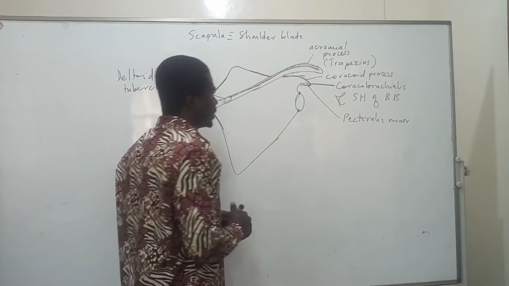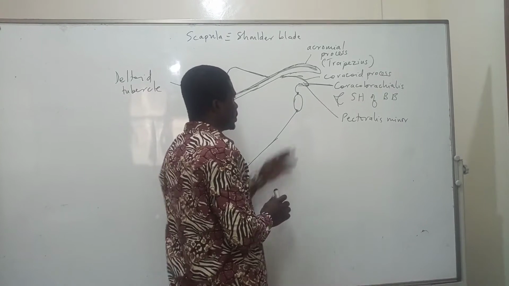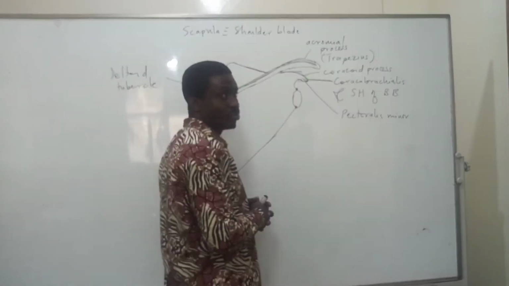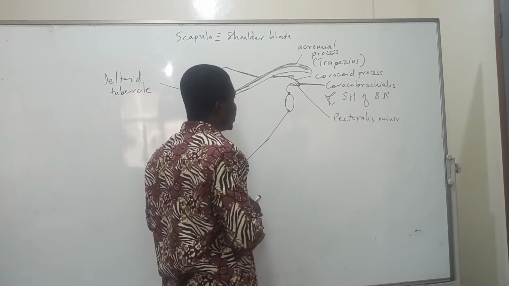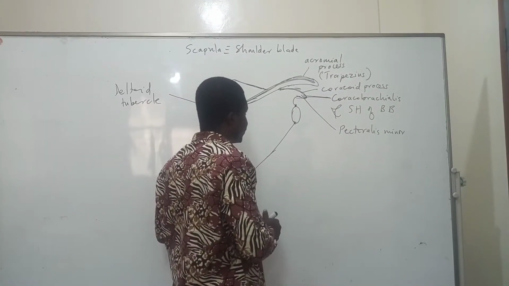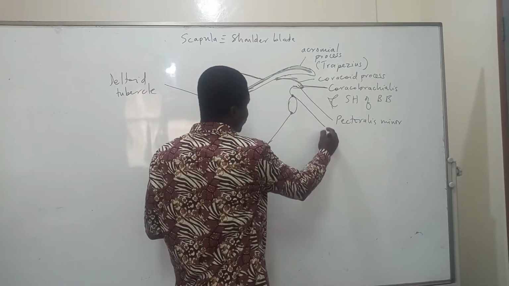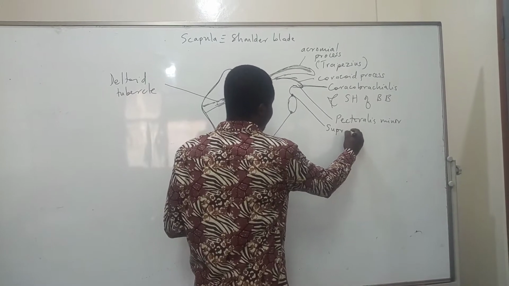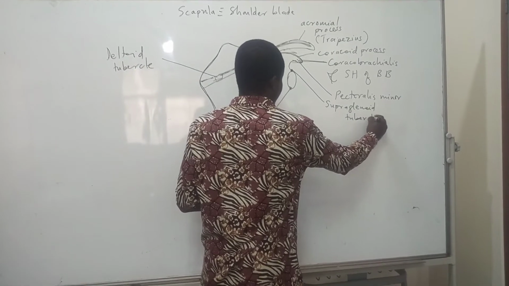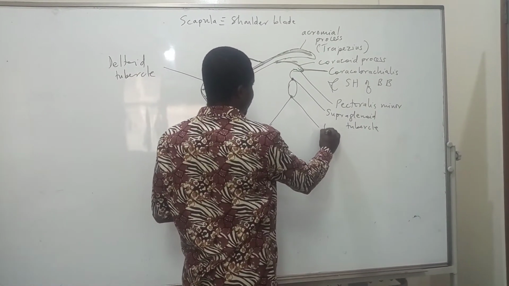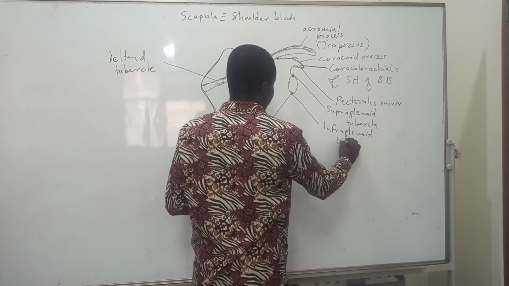Now, we've already seen that there is the glenoid cavity, in which we have the glenoid labrum, so that the head of the humerus will articulate, forming the glenohumeral joint. On top of this glenoid cavity is the supraglenoid tubercle, and below it is the infraglenoid tubercle.